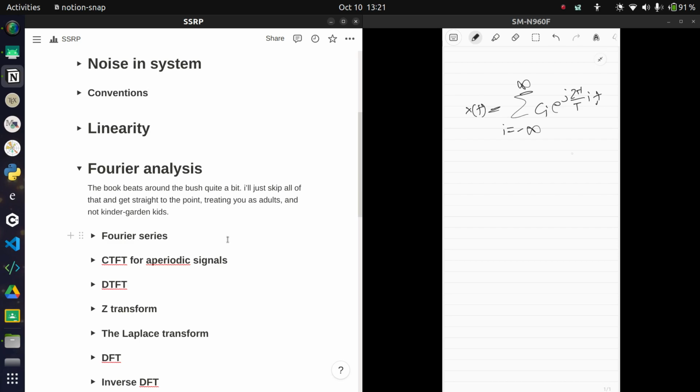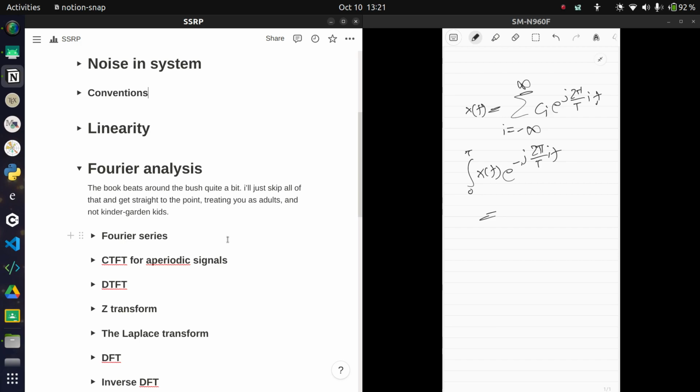Now how do you find these c sub i coefficients? You multiply by e to the power negative j 2 pi by T i t for some certain i. So you multiply by that particular complex exponential of negative frequency on both the left-hand side and right-hand side, and then you integrate over the interval 0 to T. So you have the integral from 0 to T of x of t times e to the power negative j 2 pi by T i t. That's equal to, so all the other frequencies will get cancelled.